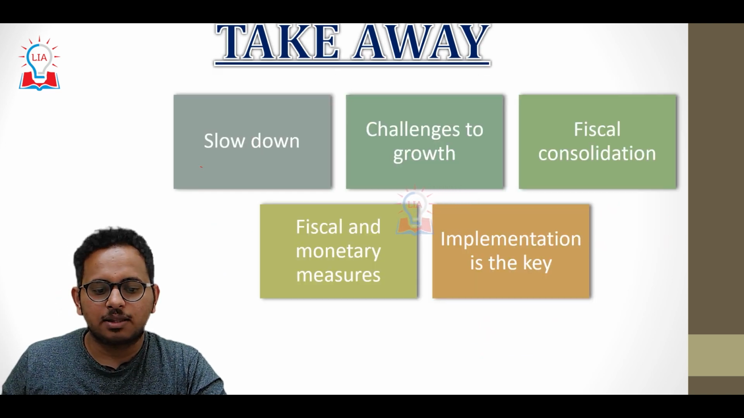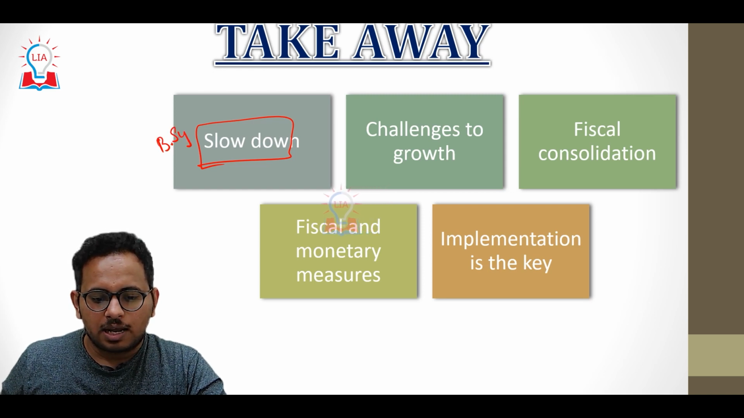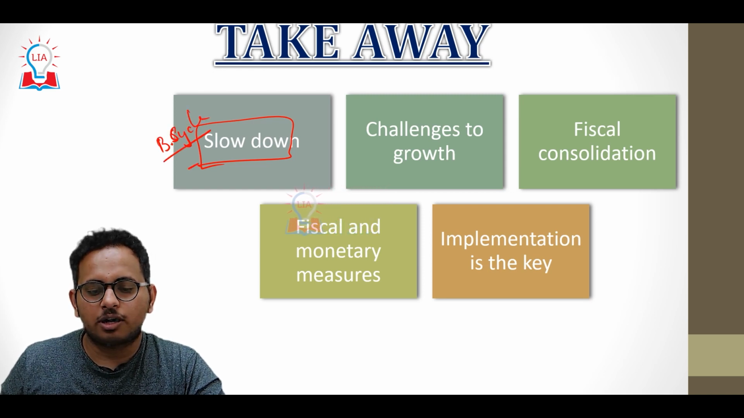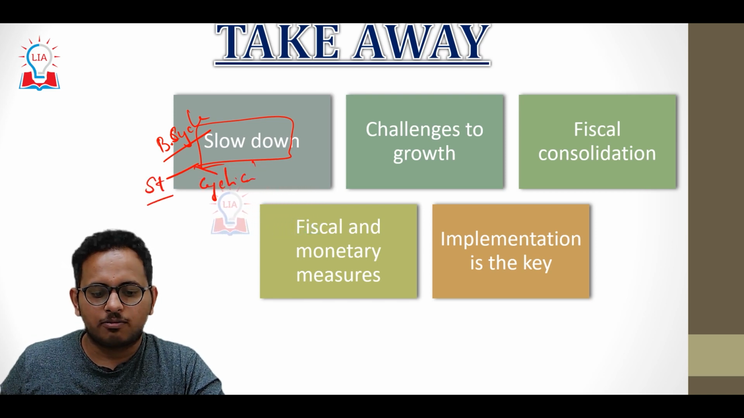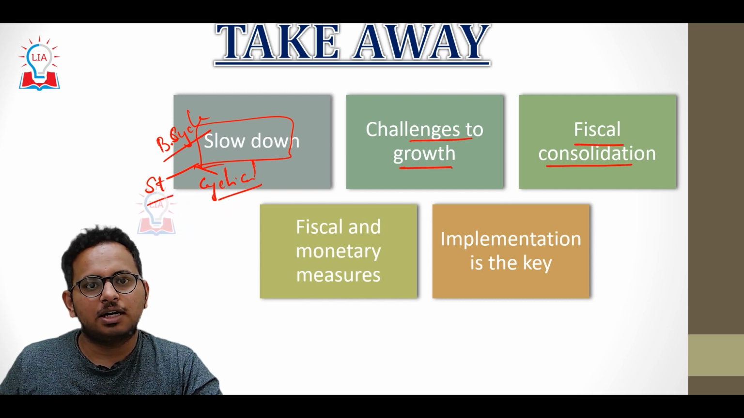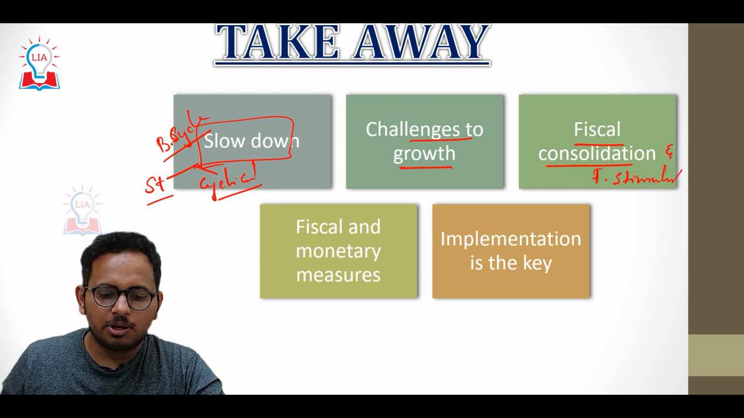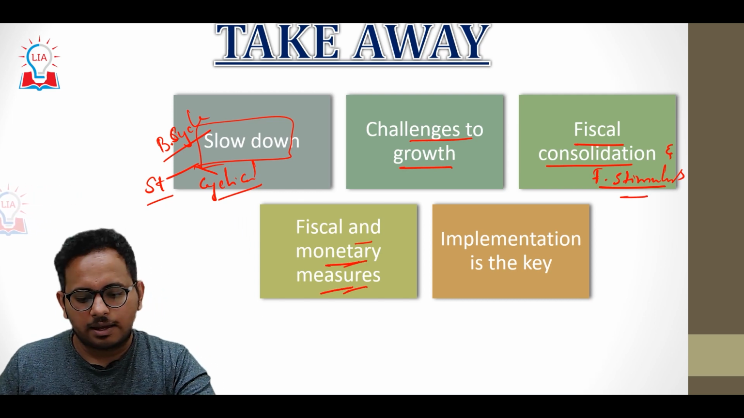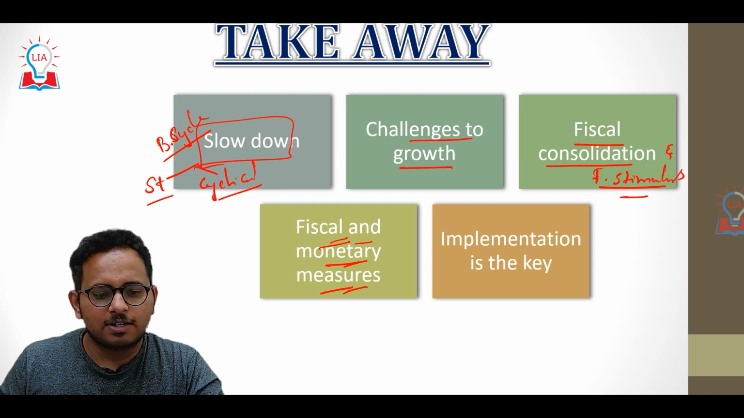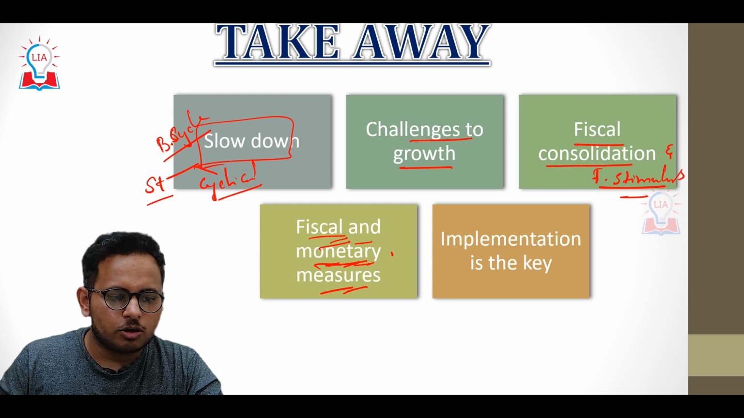Okay, then what are the takeaways? First, we learned about slowdown, recession and business cycle. We also learned about structural and cyclical factors, and we discussed challenges to growth. We discussed fiscal consolidation and fiscal stimulus, fiscal and monetary measures, and what can be the monetary and fiscal measures in order to counter the after effects of COVID-19.